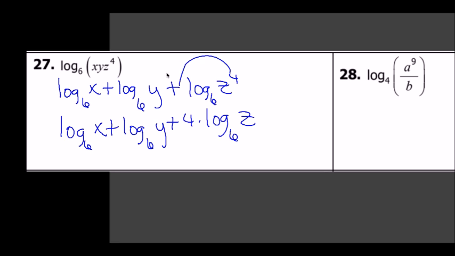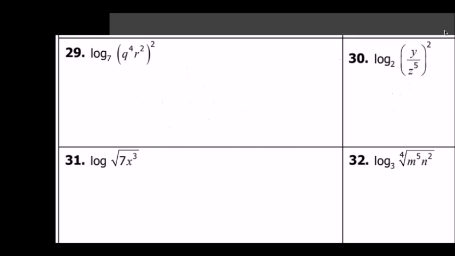And then what am I going to do with the 9? And you can do that in one step. That's fine. I don't have a problem with that. And then it would be minus log base 4.